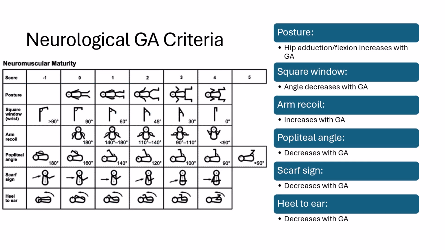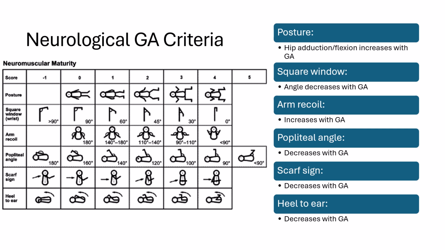The neurological criteria are equally important for gestational age assessment. Posture shows increasing hip adduction and flexion with advancing GA. The square window angle, wrist flexion, decreases with GA. Arm recoil, return to flexion after extension, increases with GA. The popliteal angle, knee extension, decreases with advancing GA.